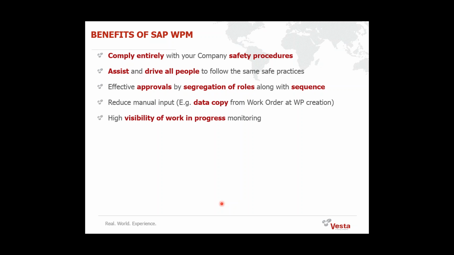High visibility of work in progress. You have seen that there is a traffic light, there is an icon face, there is a status, so you can check what is ongoing. What are the ongoing works on the same equipment? You have the equipment as a column, so you can see all the ongoing work on the same equipment.